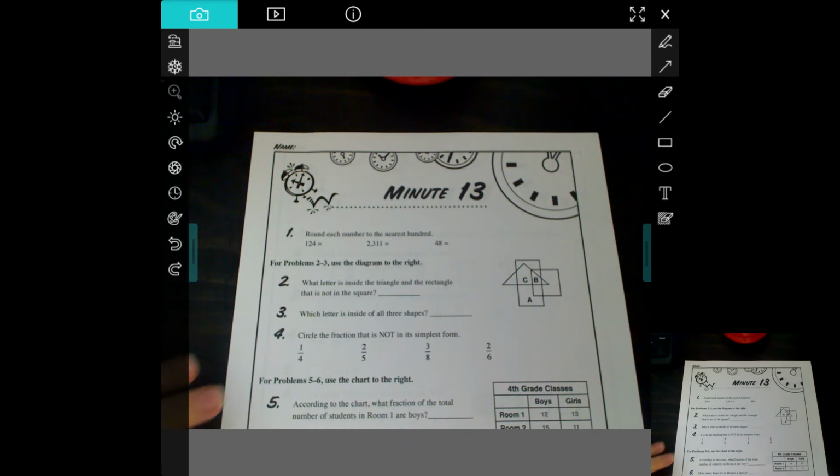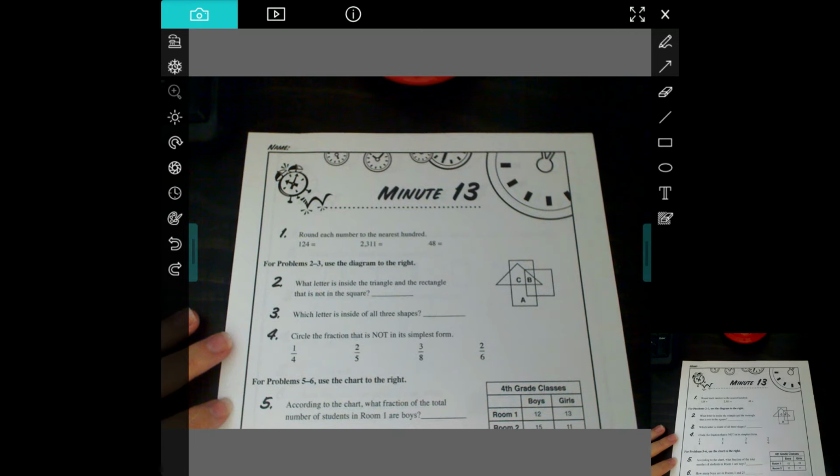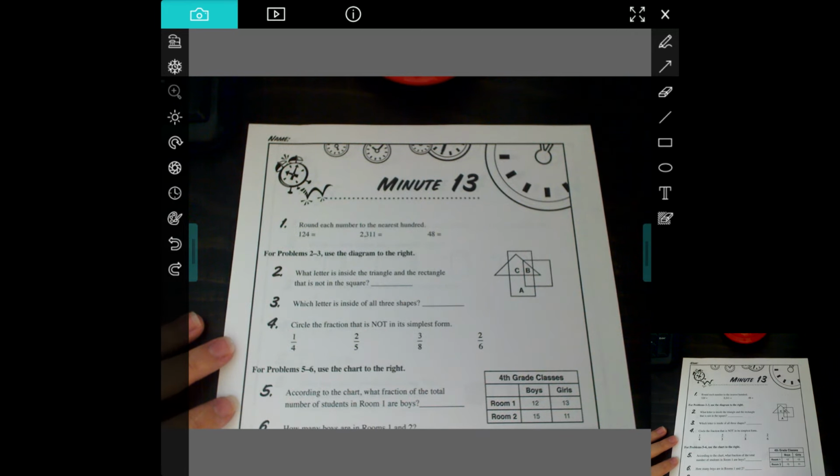Hey, it's actually Tuesday. I almost said Monday, but it's Tuesday. We didn't have any school on Monday, so we are going to catch up. We're still doing 4 math minutes this week.